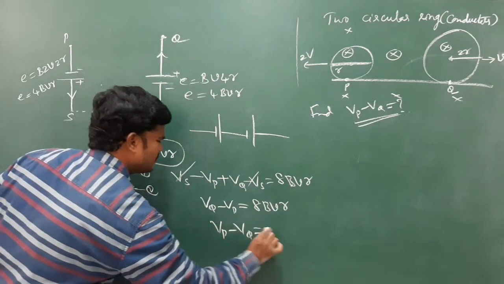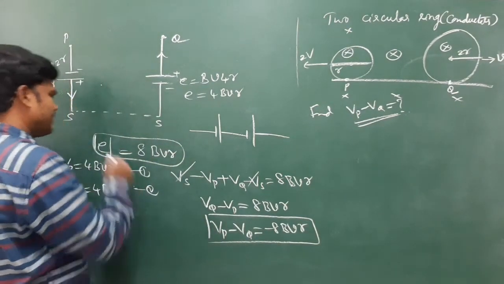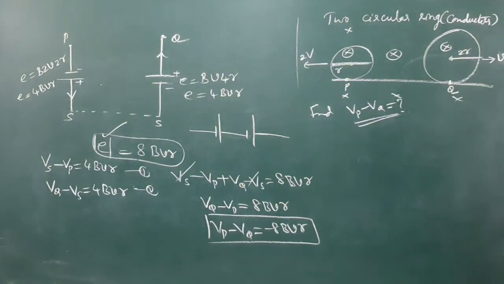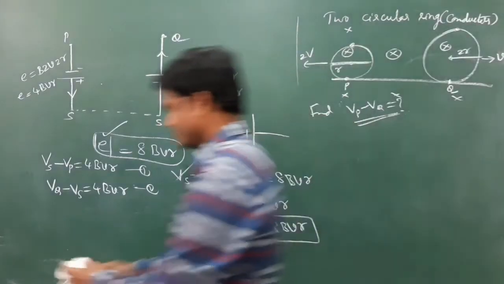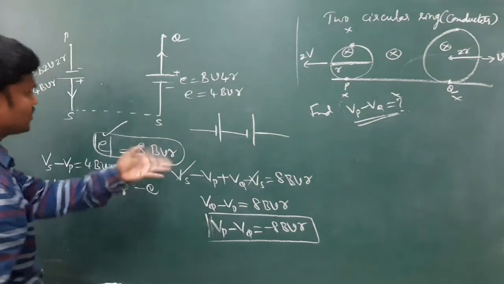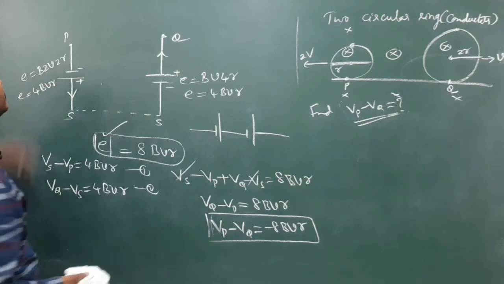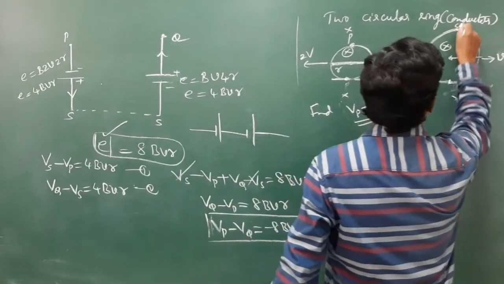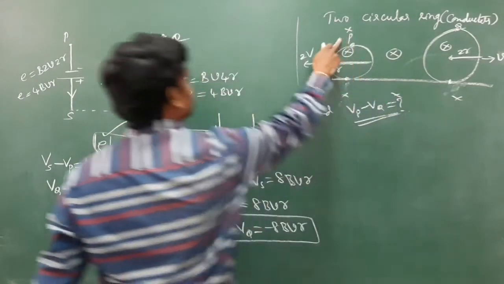Vp minus VQ is minus 8BVR. Okay, so I am taking the magnitude here. Magnitude of induced EMF, how much? 8BVR. See, here I have taken a magnitude, so I got 8BVR, and finally I got Vp minus VQ is minus 8BVR. See here I have taken P first. You can take P as the highest one, and this is Q. I have taken P at the top, so change the PQ, PQ.